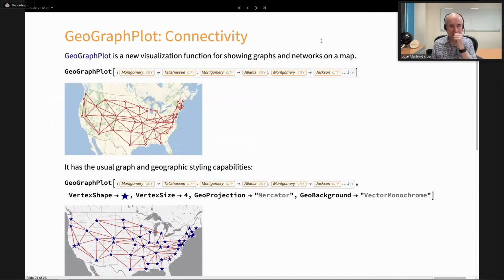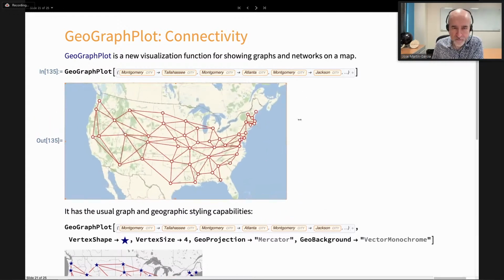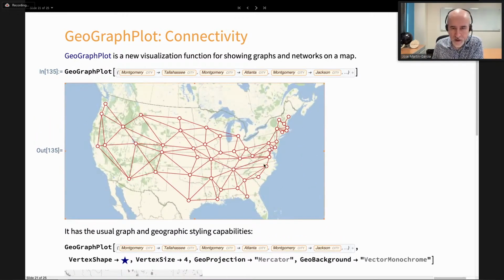We have now geograph plot. So this is about representing connectivity. So for example, imagine that we have these collections of edges, and we use the same notation that graph uses, right? So we have entity, arrow, entity, entity, arrow, entity. So each of these represents one of the edges of the graph. So that's a geograph plot, connecting many of these cities in the US.